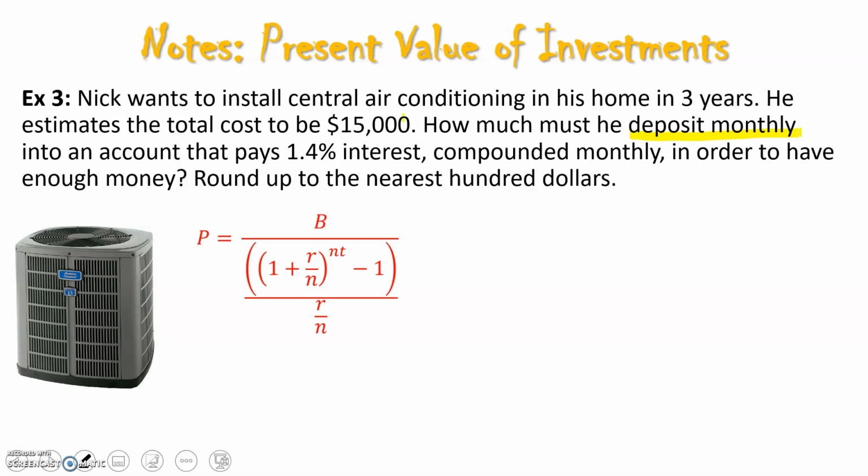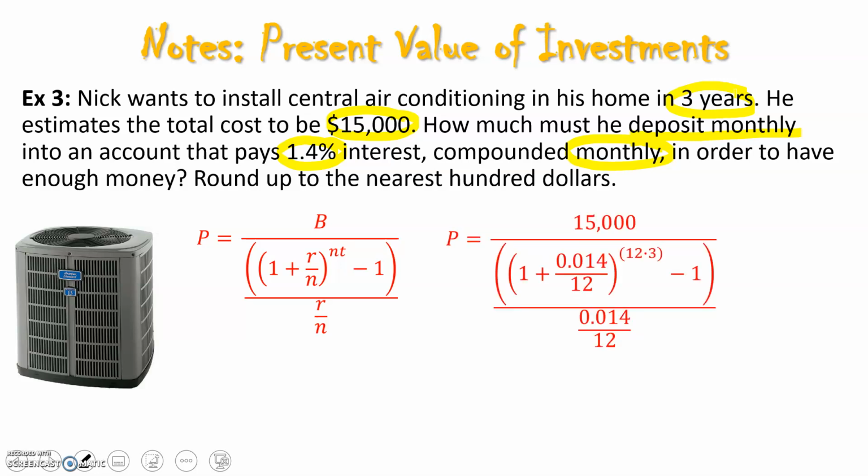We know that the balance he hopes to achieve is $15,000. We know that the interest rate that he is getting paid would be 1.4%. We know that he is compounding the interest monthly. And we know that he's doing this over a time period of 3 years. Let's take all that information and plug it in where it goes. We get that P is equal to 15,000 divided by 1 plus 0.014 over 12 to the power of 12 times 3 minus 1 all over 0.014 over 12.